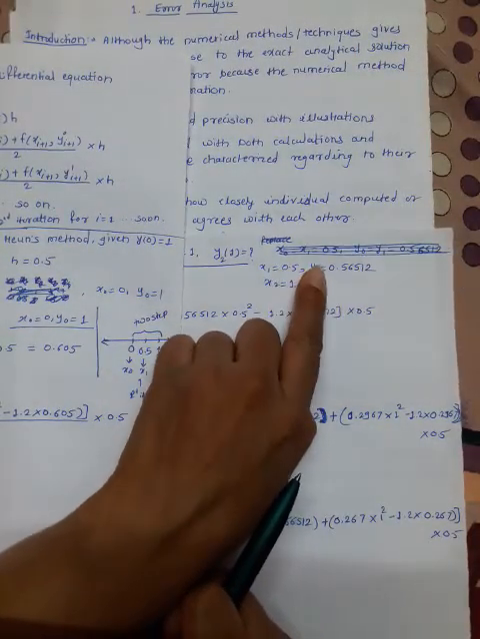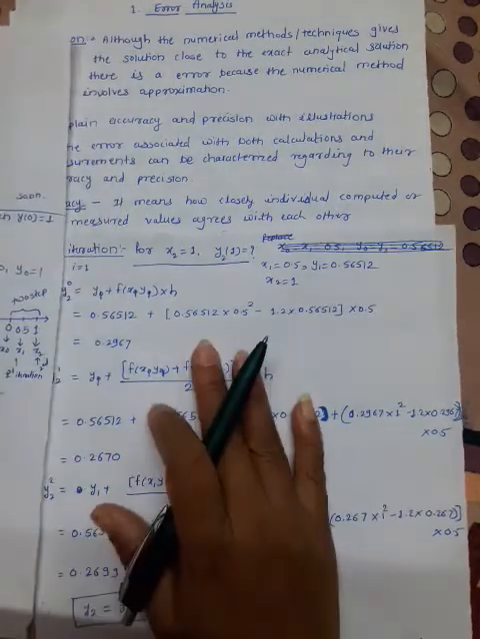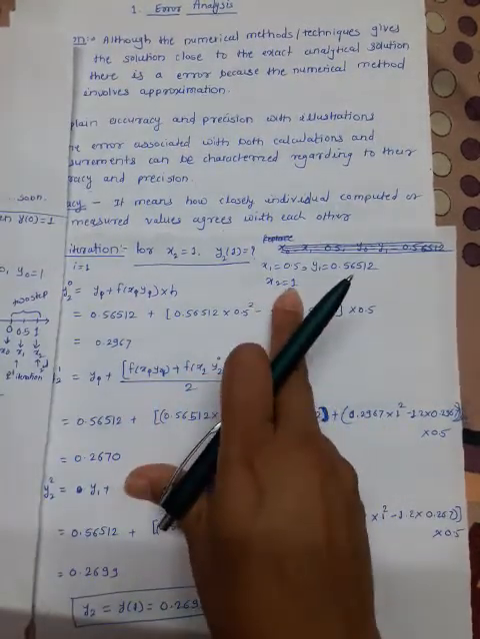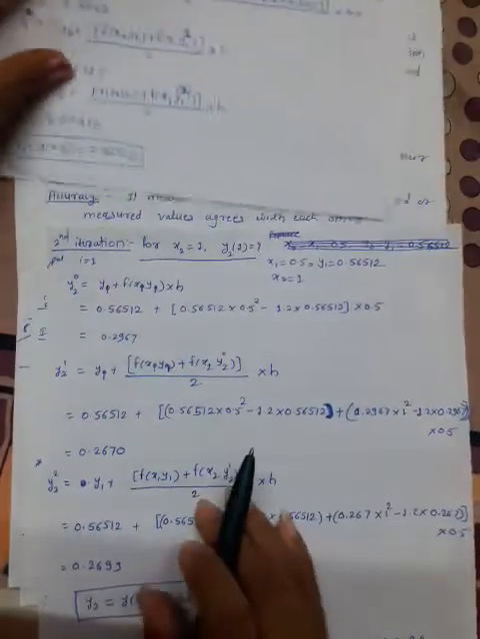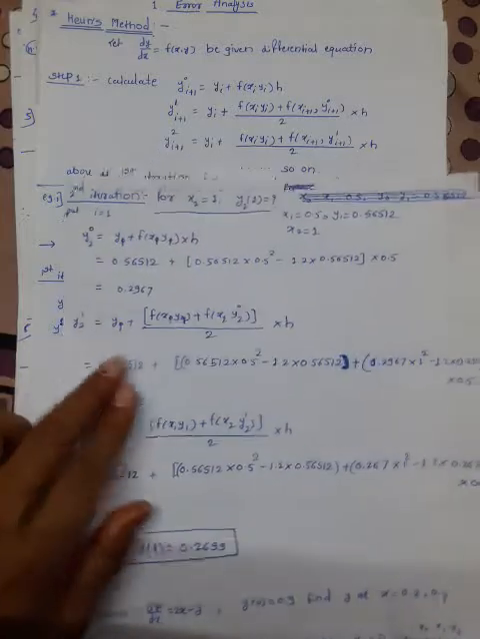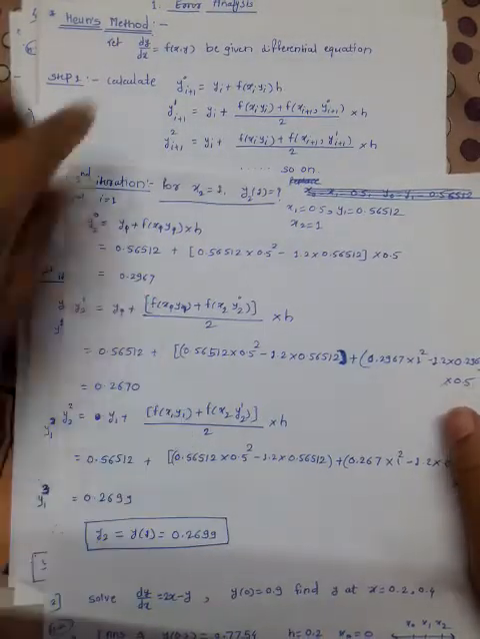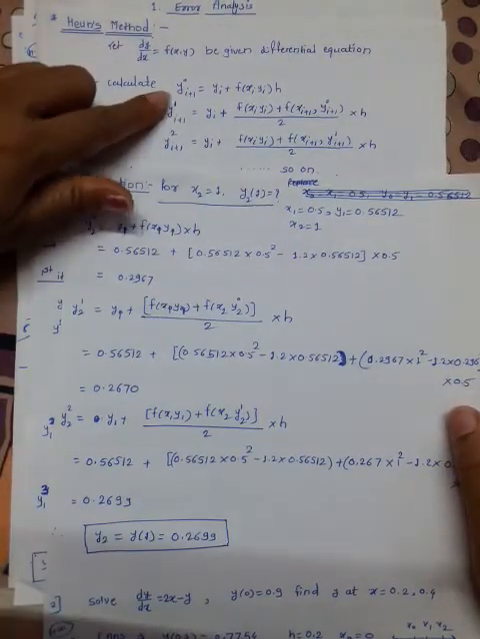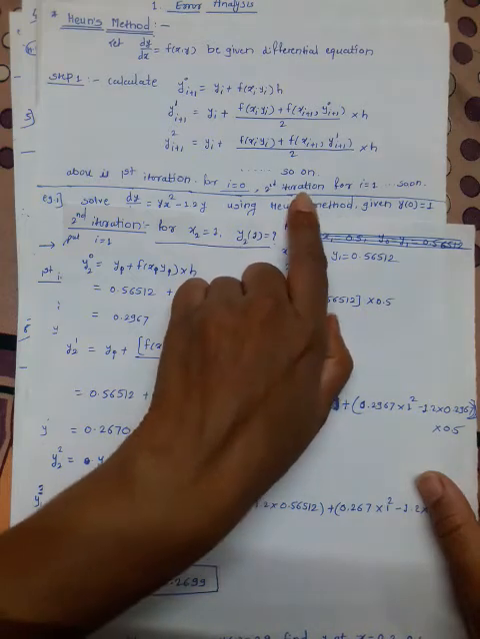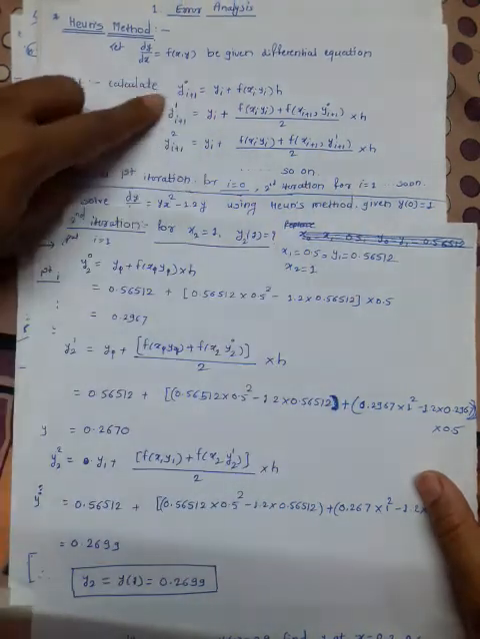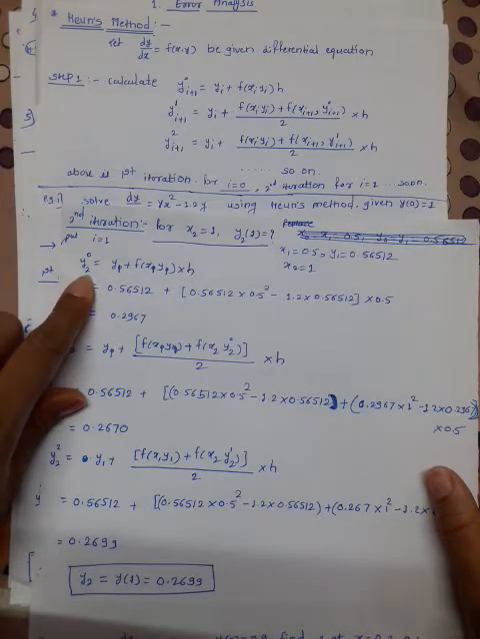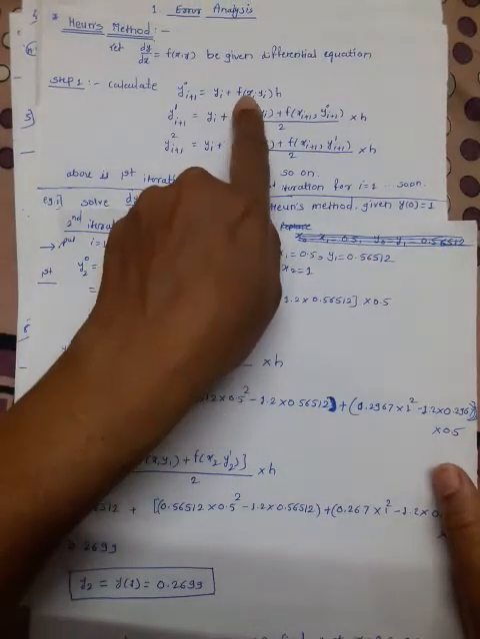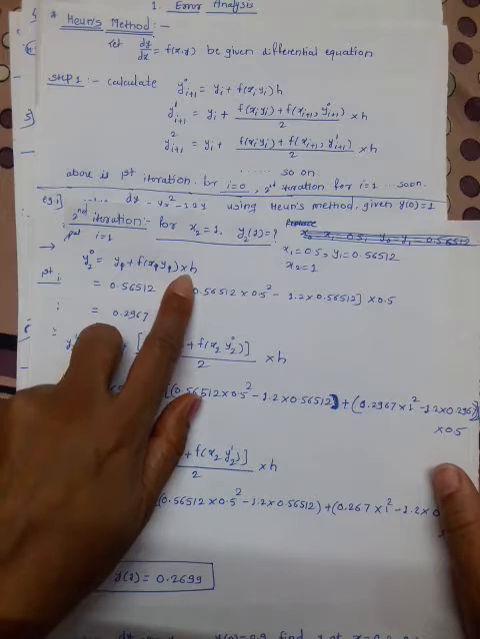Now we are going to use these answers in this particular formula. Okay, x2 is 1. We also need x2. Now let us start with the second iteration, y2. Put value i is equal to 1 in this formula. For the second iteration, for i is equal to 1 everywhere, we get y0 as it is, 1 plus 1 is 2, and y1 plus f of x1, y1 into h.